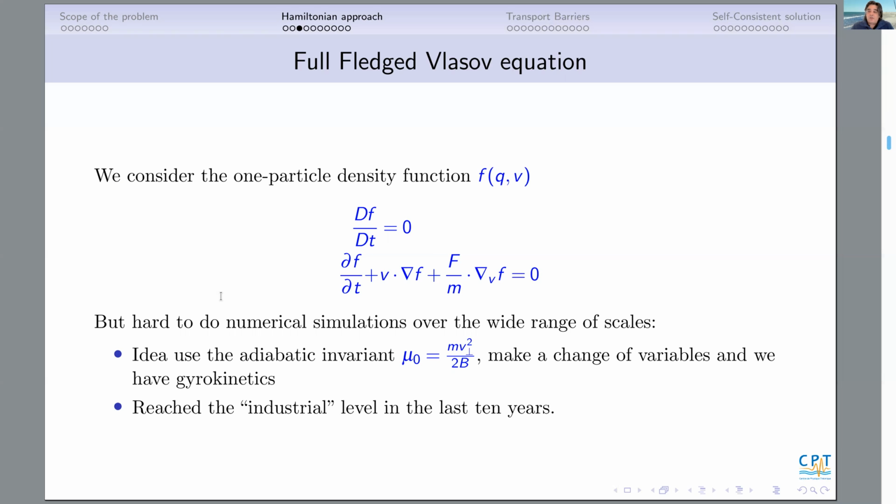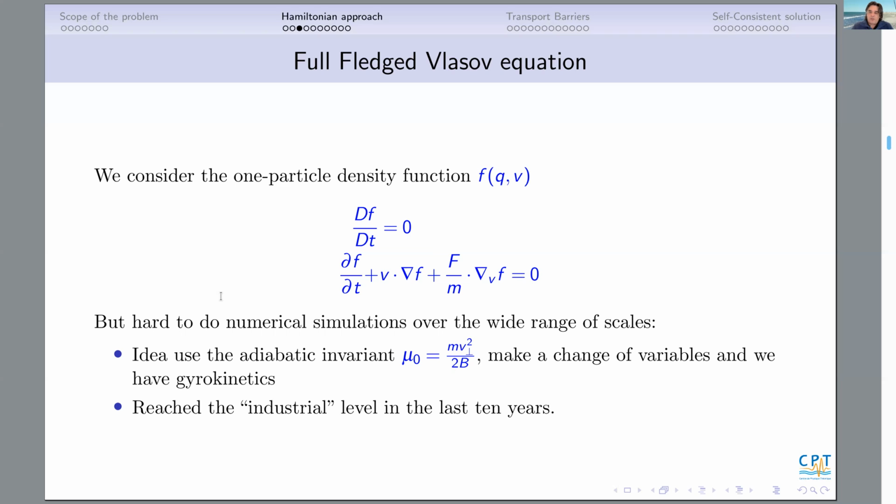So one of the ideas was to use an adiabatic invariant. In fact, there is the magnetic moment, which can be considered an adiabatic invariant in special settings where the magnetic field is changing smoothly with time, and there are also some properties of the dynamics, like the pitch angle not being small, things like that. And if you assume this is invariant, so it becomes a constant, then you can try to make a change of variables, and you end up with what is called gyrokinetics.